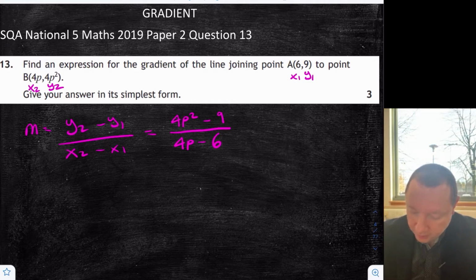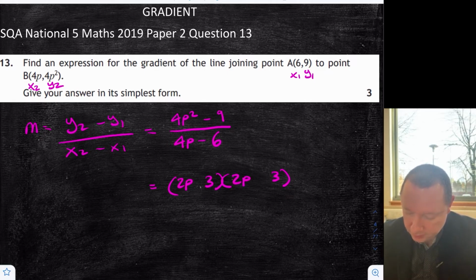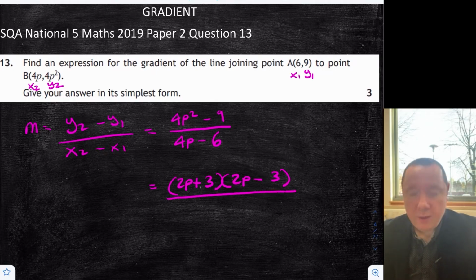So 4p squared minus 9 is a difference of two squares. So that is double brackets, the square root of 4p squared is 2p, the square root of 9 is 3. So it's 2p and 3 in both brackets, plus in one, minus in the other, all over. And 4p minus 6 has a common factor. The common factor would be 2, so I can take 2 out as a common factor. 2 times 2 is 4, so it's 2p. 2 times 3 is 6, so it's minus 3.